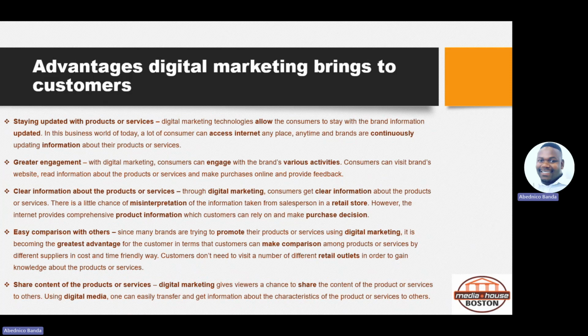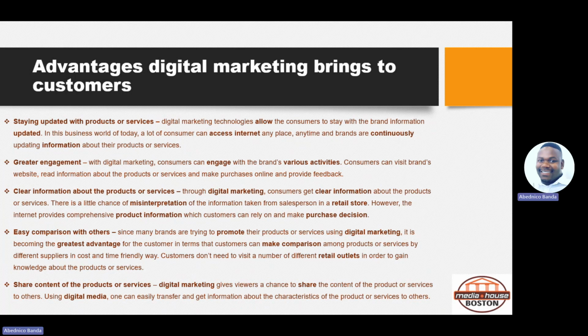You can also have clear information about the products or services. Remember, traditional media is limited to space on the billboard, space in the magazine, in the newspaper, space on the television. However, with digital marketing, space is plenty. Even on an advert, you can have a read more link whereby you can click and have all the information there.